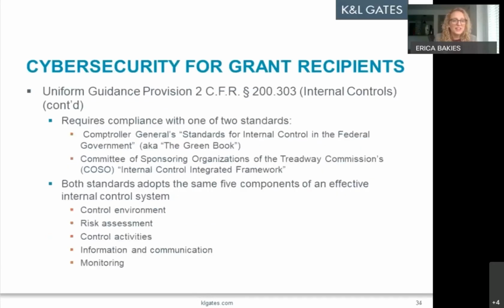And again, you can probably imagine that a lot of those are going to be similar to the cybersecurity requirements for civilian agencies that we previously talked about. So what specifically we're talking about are one of two standards, either the Comptroller General's Standards for Internal Control in the Federal Government, which is called the Green Book, or the Committee of Sponsoring Organizations of the Treadway Commission's Internal Control Integrated Framework. These two standards have the same 5 components. You need to have a control environment, you need to conduct a risk assessment, you need control activities related to the sensitive information, you need to provide information and maintain communication, and you need to monitor your compliance.